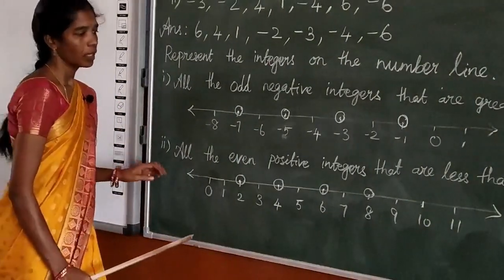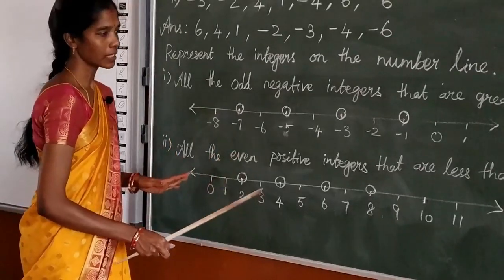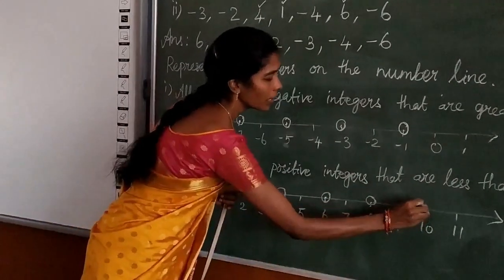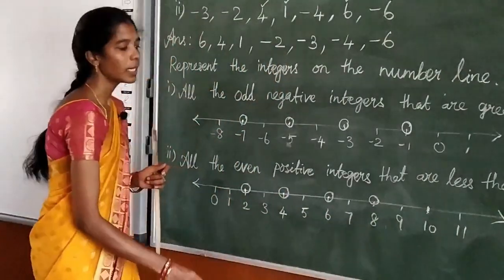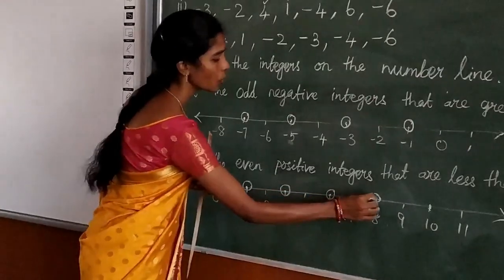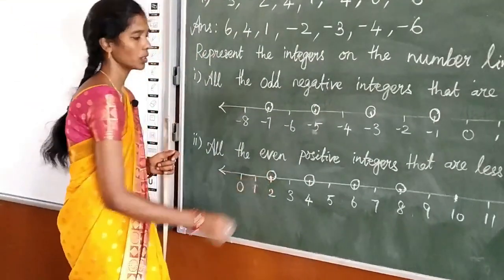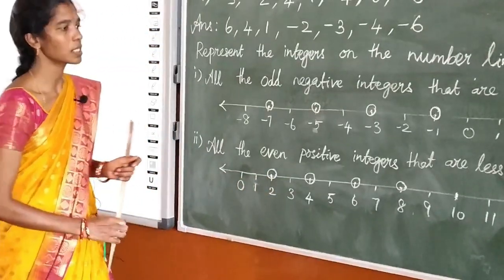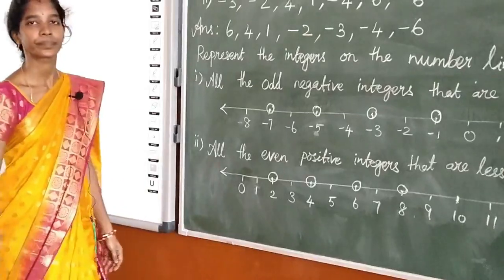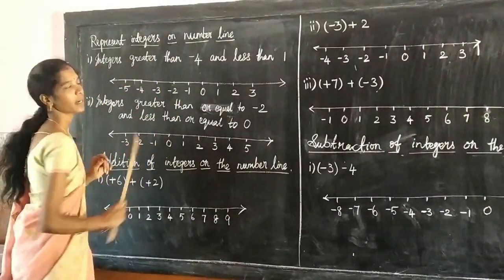Okay. So, we have to mark the even positive integers which are less than 10. So, 10 is here, less than 10. So, we have to look at the left side of 10. Then even positive integers, so 8, 6, 4 and 2. These are the even positive integers less than 10. So, we have marked them on the number line. Representation of integers on number line.